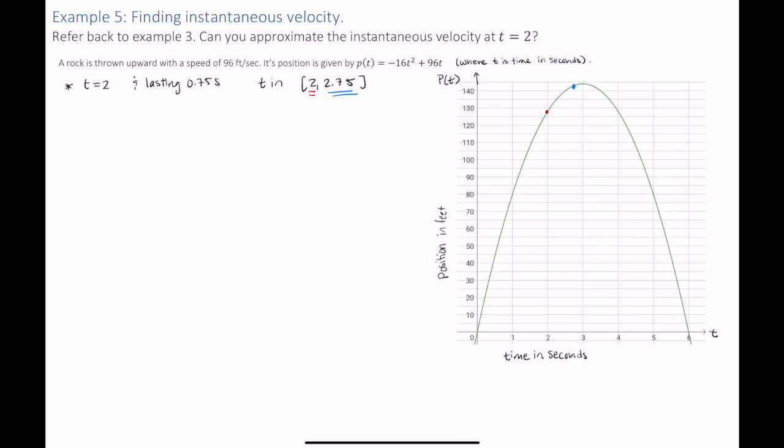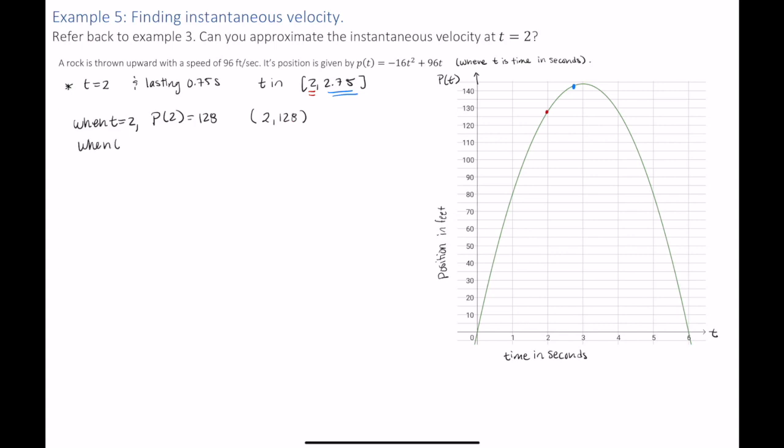For this, it would be useful to have a calculator. When t equals 2, p of t, that is the rock, has a position of 128. So my first ordered pair, and please don't confuse this with an ordered pair, this is just telling us the interval that t lives inside of, is 2, 128.